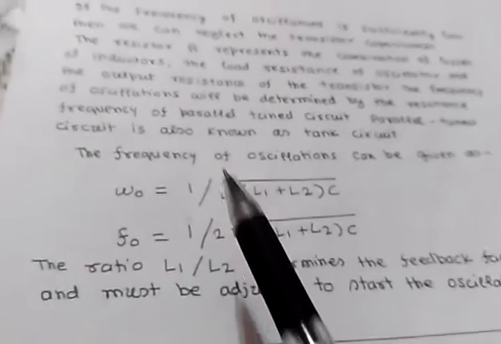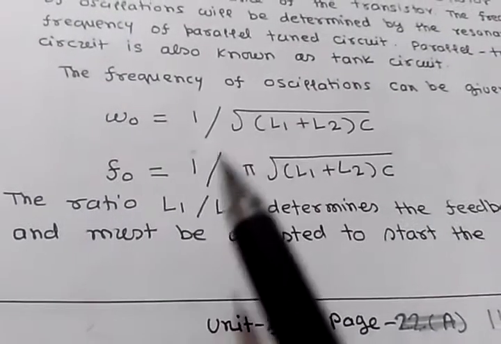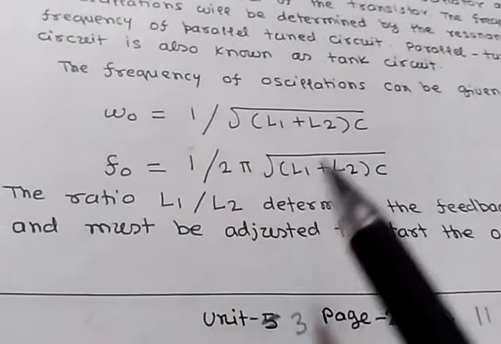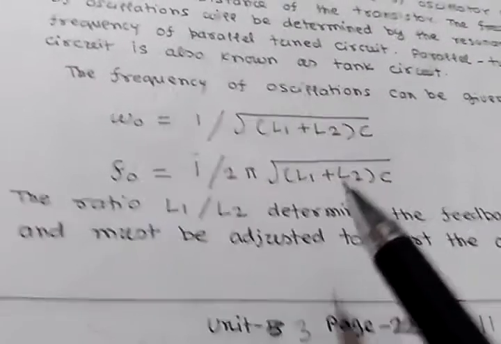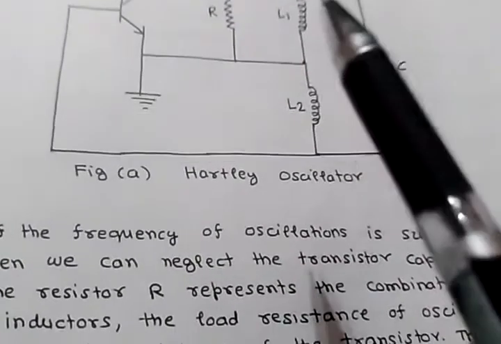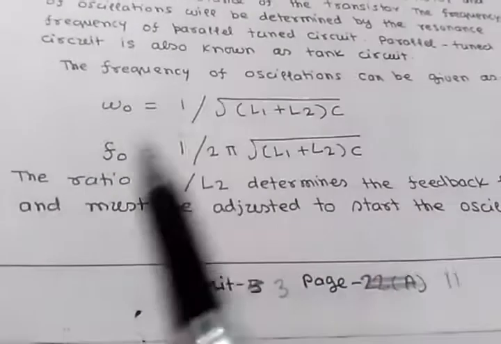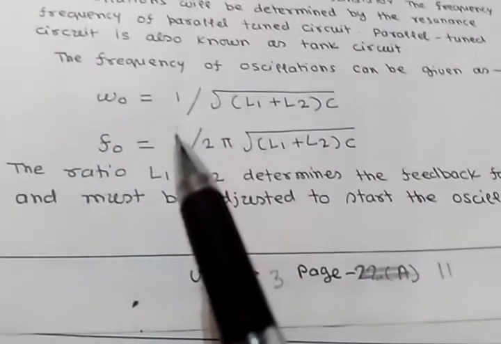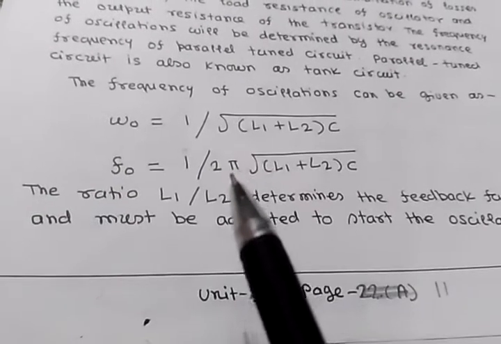In this way, the resonant frequency of this circuit is given by f naught equals 1 upon 2 pi under root L1 plus L2 into C. L1 plus L2 is the total inductance due to these two inductors connected in series. So this resonant frequency will be the frequency of oscillation of this Hartley oscillator. We will prove this by analyzing the equivalent circuit of this oscillator.